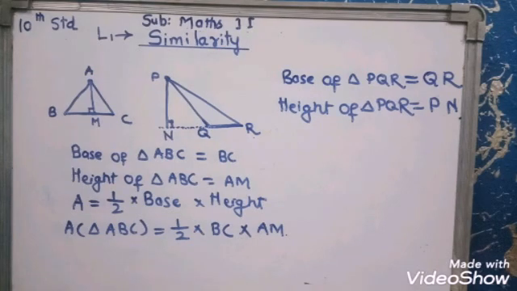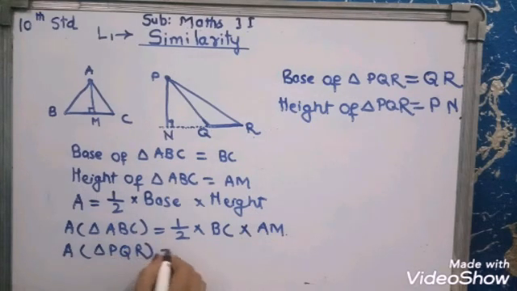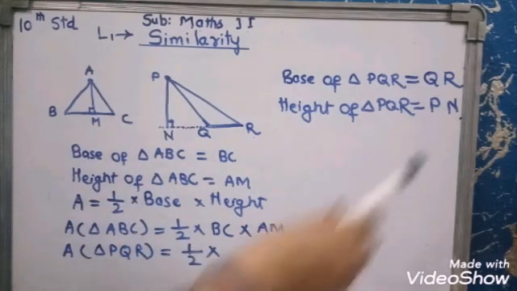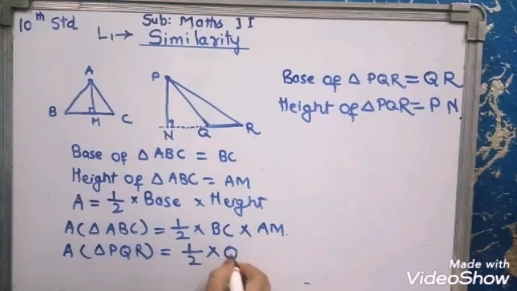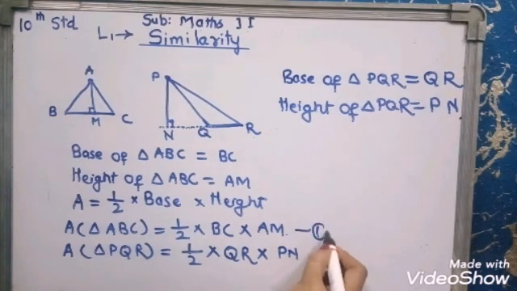If we want to write area of triangle PQR, then by using the formula we can write 1 upon 2 multiplied by base of triangle PQR, which is side QR, multiplied by height of triangle PQR, PN. This is our equation number 1 and this is our equation number 2.